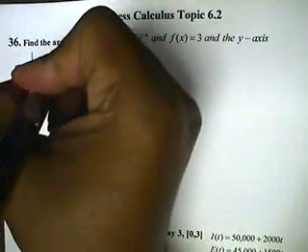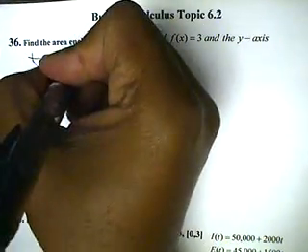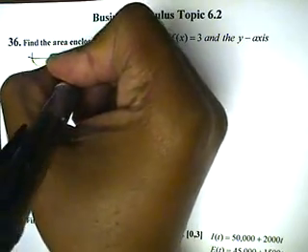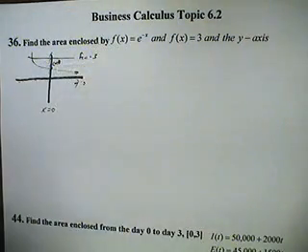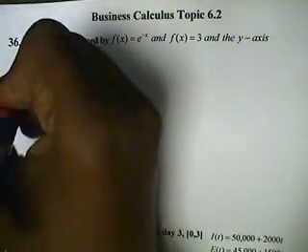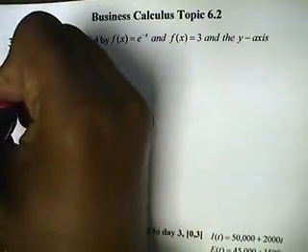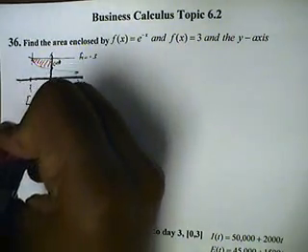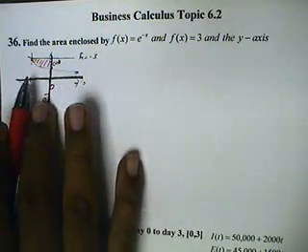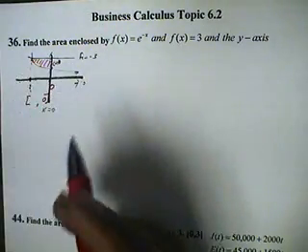y equals 3 is a horizontal line. Looks like this. And the y-axis is here, which is essentially x equals 0. So we're looking for the area that's within here. Okay, let's pin down our x's. This x right here is 0. This right here we don't know yet, so we'll find that because we need an area to integrate by. So to find this intersection here, we're going to use a couple methods.